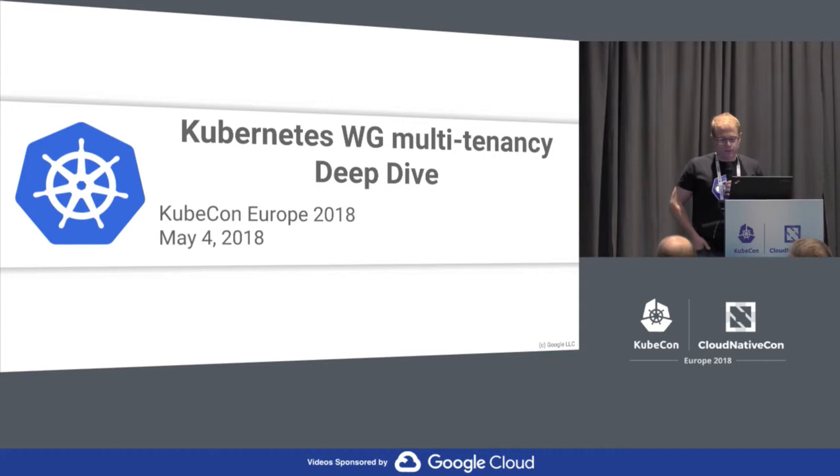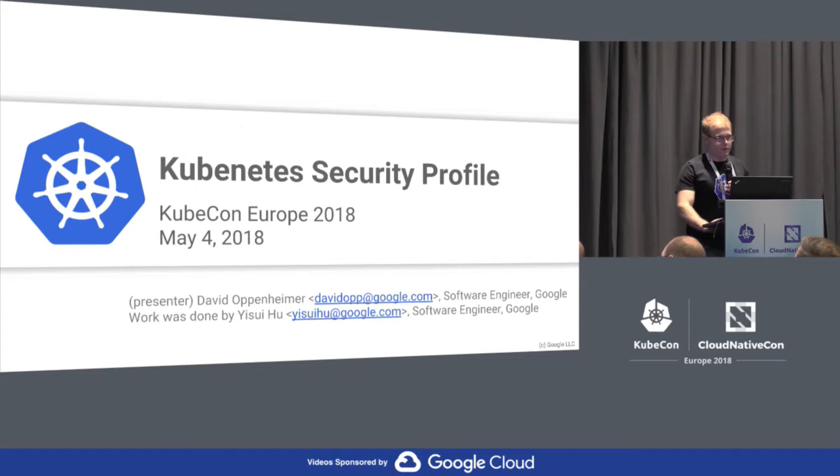So the first of the four presentations, I think, is something that I'll be presenting. It's an idea we've been developing at Google and proposed in the multi-tenancy working group, SIGAuth and the policy working group, called Kubernetes Security Profile. The work was done by my colleague, Yi-Sui Hu, another engineer at Google on the Kubernetes and container engine team. Unfortunately, he was not able to attend, so I'm going to be presenting this in his place.